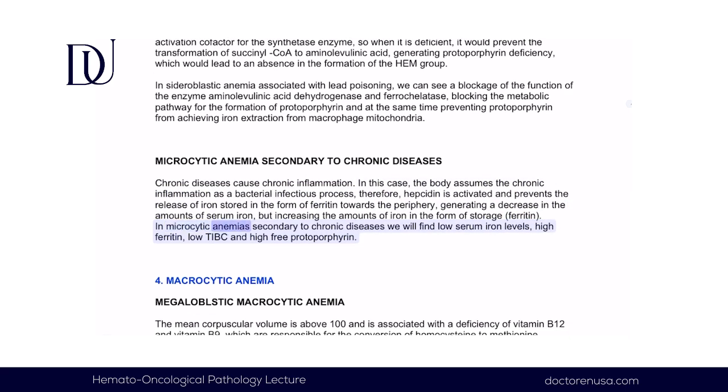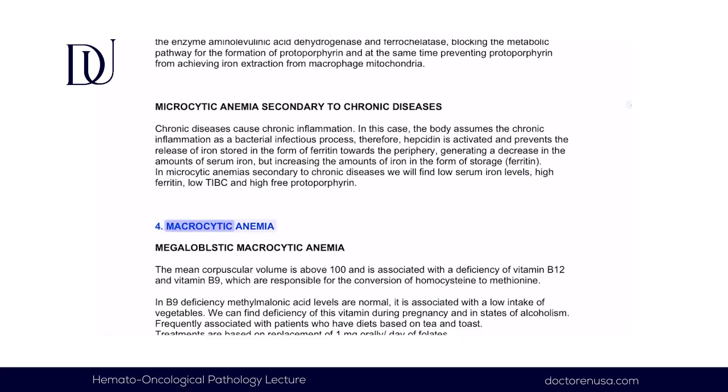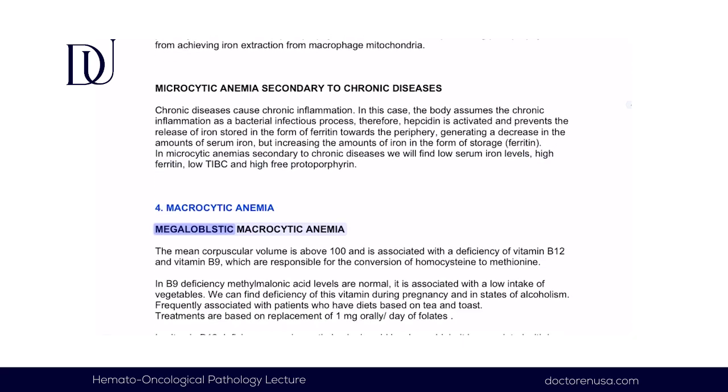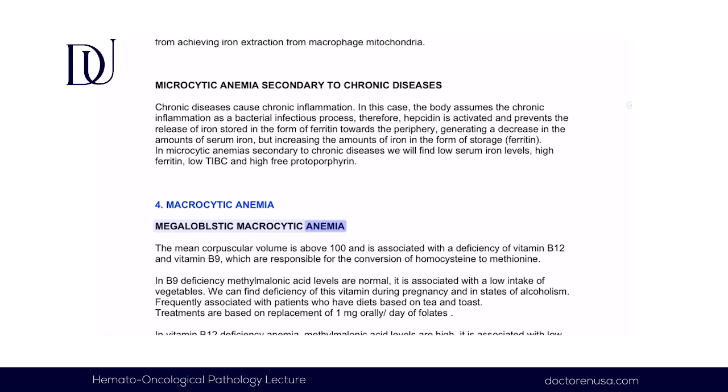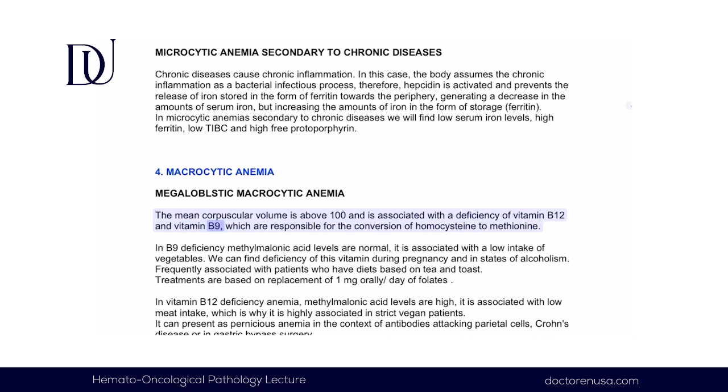In microcytic anemias secondary to chronic diseases, we will find low serum iron levels, high ferritin, low TIBC, and high free protoporphyrin. 4. Macrocytic anemia. Megaloblastic macrocytic anemia. The mean corpuscular volume is above 100 and is associated with a deficiency of vitamin B12 and vitamin B9, which are responsible for the conversion of homocysteine to methionine.